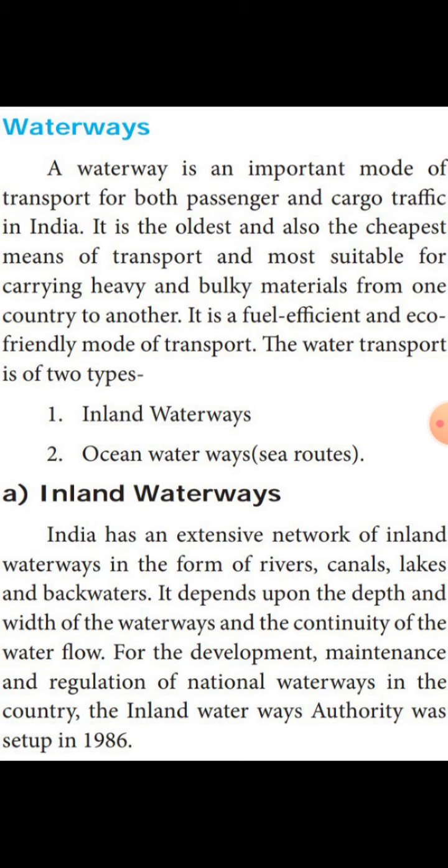For the development, maintenance and regulation of national waterways in the country, the Inland Waterways Authority was set up. It was set up in the year 1986. Listen very carefully, students, one word question: the Inland Waterways Authority was set up in the year 1986.